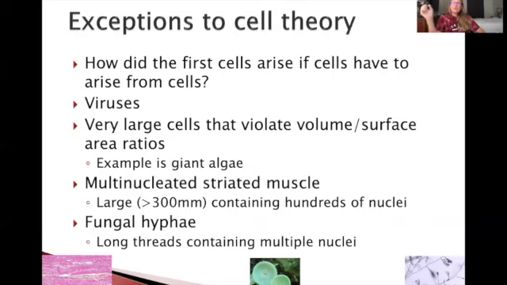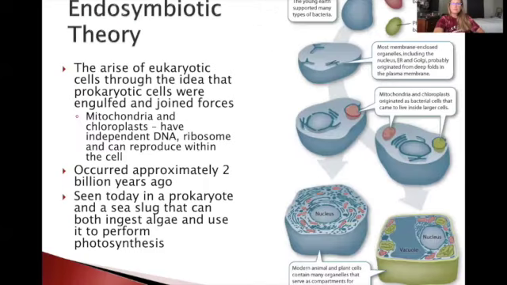We know that there's this surface area to volume ratio that should limit the size of the cell, but we have some things that violate that, like giant algae. We know that there really should only be one nucleus in a cell, but we've got things like multinucleated striated muscle, say that 10 times fast, and fungal hyphae that have multiple nuclei.